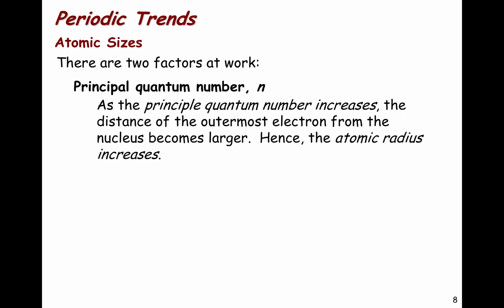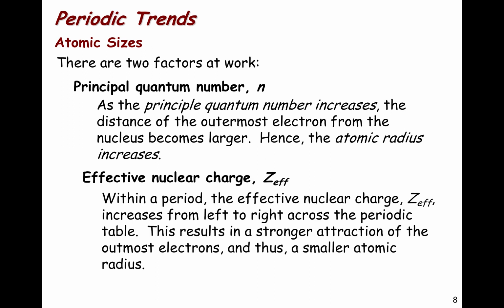As I mentioned just a moment ago, there are two general factors that affect the size of the atom. The first is what is the principal quantum number for the valence shell? If you increase the principal quantum number for the valence shell, that shell is further and further away from the nucleus, and hence the atomic radius of that atom increases. This is what happens when you go down a group on the periodic table.